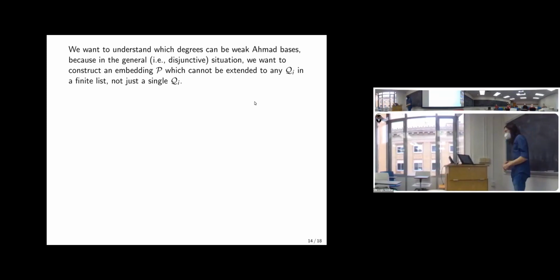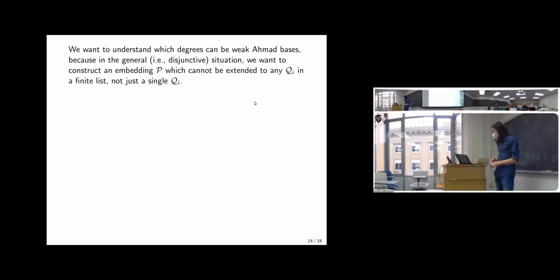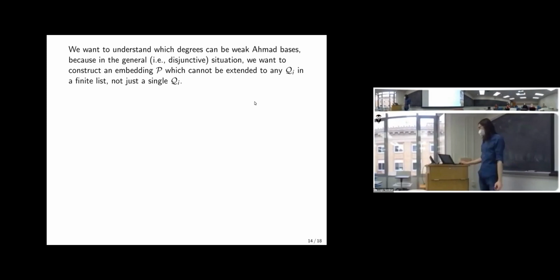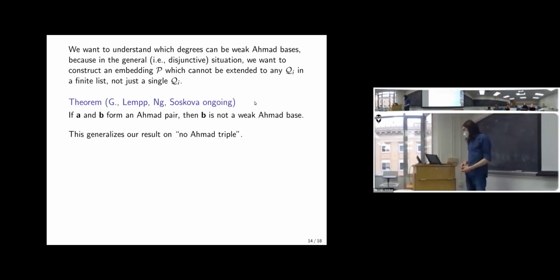So in order to see whether this is achievable, to see when this is achievable, we have to understand which degrees can be weak Ammon bases. And here's a theorem that we are pretty sure that we have proved. If A and B form an Ammon pair, then B cannot be a weak Ammon base.